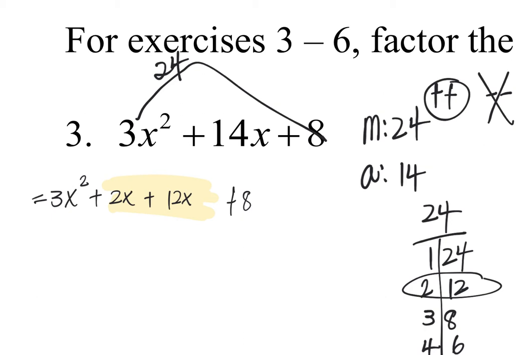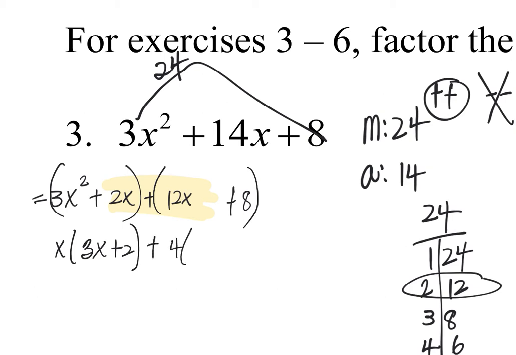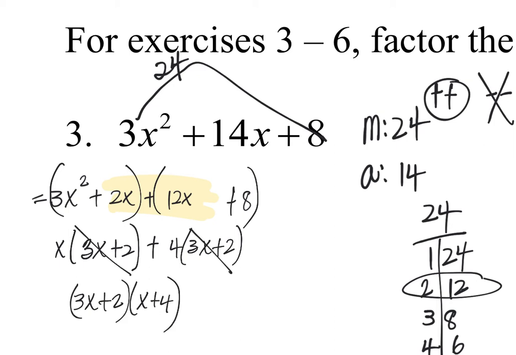Anyway, so to factor by grouping, and you can go and review that if you need to in section 6.1. The front binomial has a GCF of x, and if you factor that out, you're left with 3x plus 2. And this back binomial has a GCF of 4, and if you factor that out, you're left with 3x plus 2. So now there's a 3x plus 2 in common, and you're left with x plus 4.